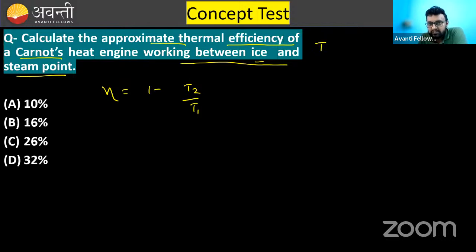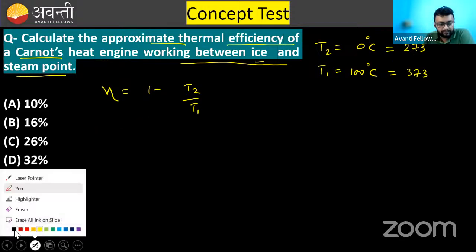So ice point, or you can say sink temperature, will be T2 equals 0 degrees Celsius. And T1 equals what? Steam point, that is 100 degrees Celsius. But whenever you deal with it, you need to put the temperatures in Kelvin. So 0 degrees Celsius will be written as 273. It will be written as 373. I think you know the concept of degree Celsius to Kelvin. You need to add 273. This is taught from class 6, 7th or whatever. So you just need to put the values.